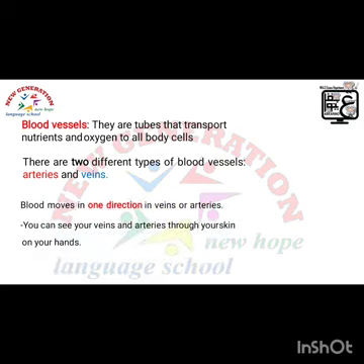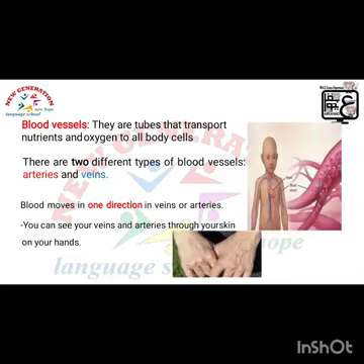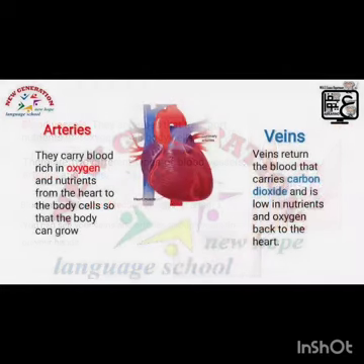Blood moves in one direction in veins and arteries. You can see your veins and arteries through your skin on your hand, like this. Arteries carry blood rich in oxygen and nutrients from the heart to the body cells so that the body can grow.